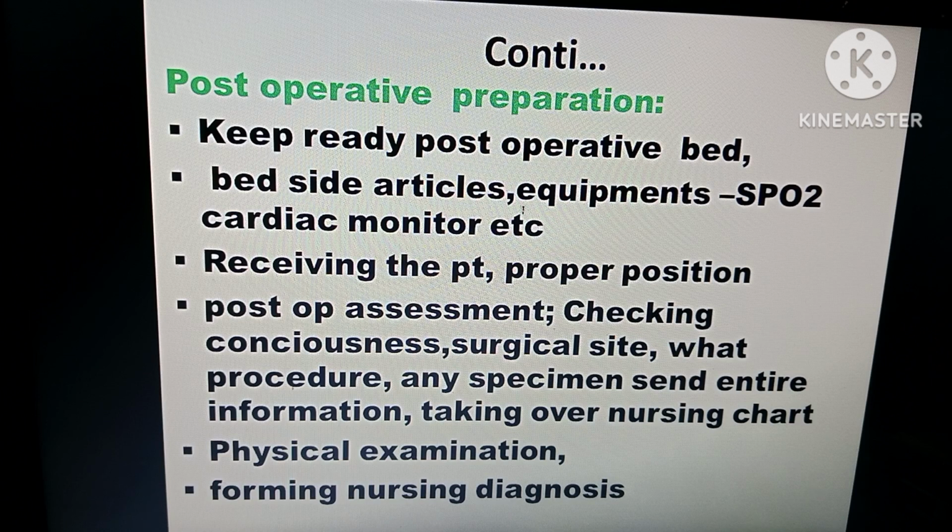So these are the pre- as well as post-operative nursing preparation of the patient by the nurse, and this is regarding the surgery. Next we will move on to radiation therapy, which I will take in the next video.